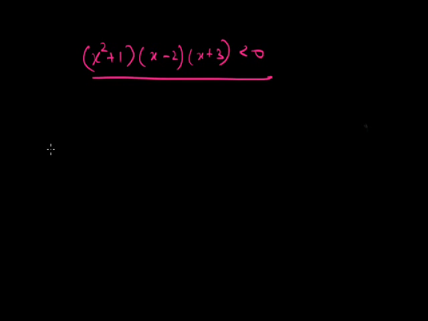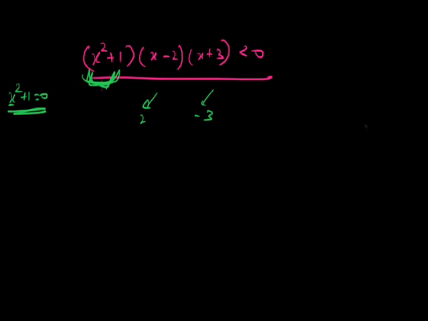Next, solution of the quantity x square plus 1 into x minus 2 into x plus 3 less than 0. Now again we mark the critical points. Here the critical point is 2, here the critical point is minus 3. What about this? This quantity cannot be 0. X square plus 1 equal to 0 is not possible. For all values of x, whether negative or positive, x square is positive, and 1 is positive. So if we add two positive quantities, we will never get the value 0.